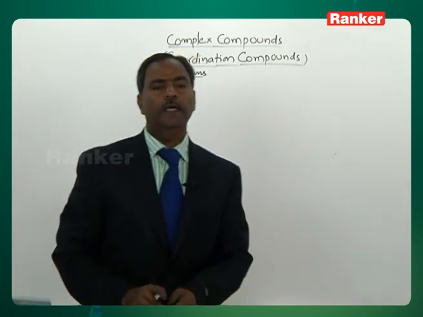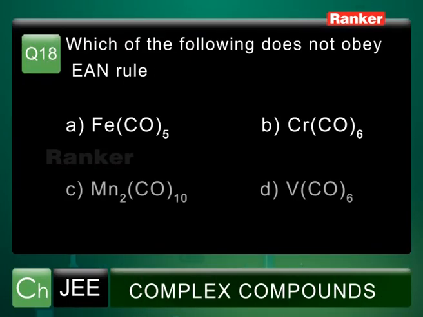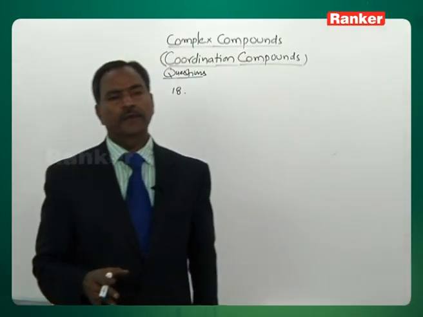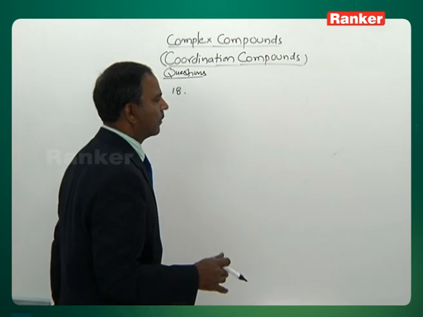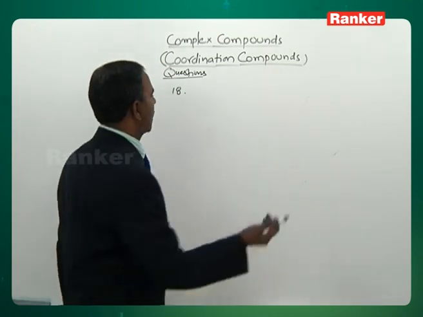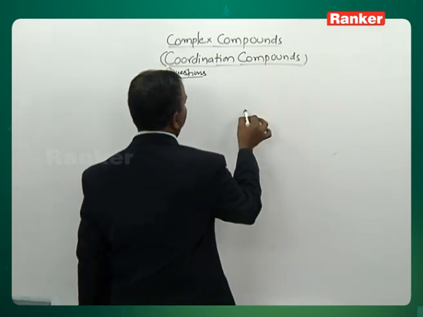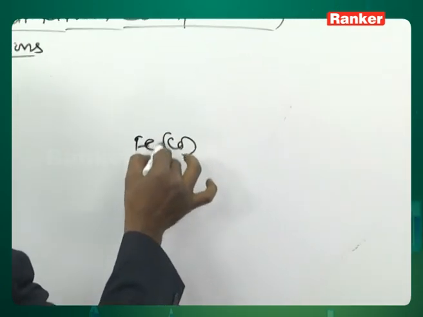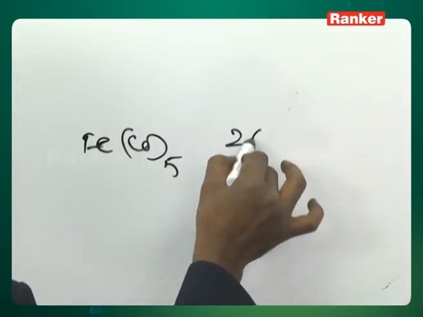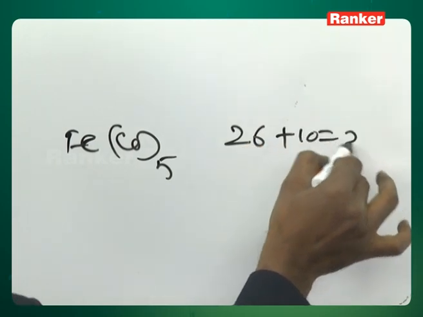Coming to question number 18. Which of the following does not obey the EAN rule? What do you understand by this? A complex which does not have an EAN of 36, 54 or 86 is said to be not obeying the EAN rule. Coming to option A, iron pentacarbonyl. Now, Fe, CO taken 5 times. This is actually 26 plus 10. Yes, it is 36. Obeying.